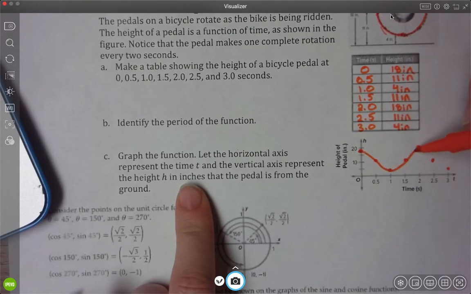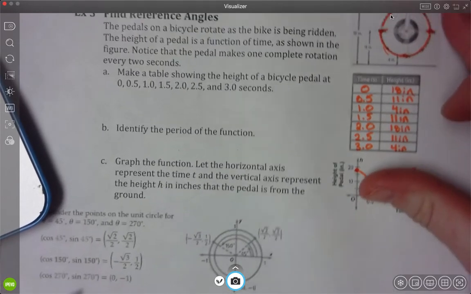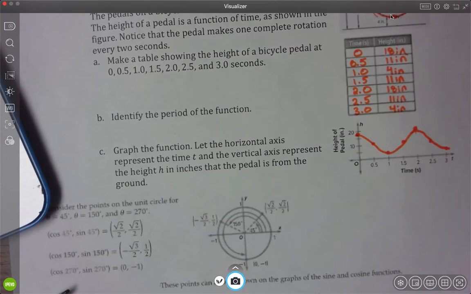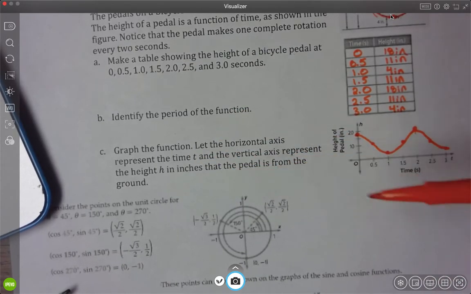So this is kind of what it looks like. It's doing one of these cycles, which kind of looks like the sine and cosine. So basically, this is the graph of our function. Let the horizontal axis represent time. That's how they labeled it. And the vertical axis represent the height. Okay, so that's what it's going to look like.